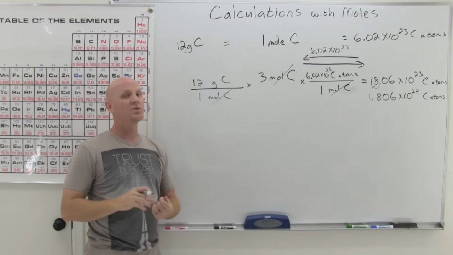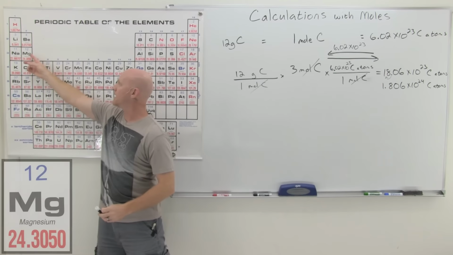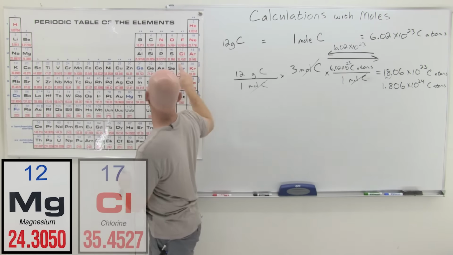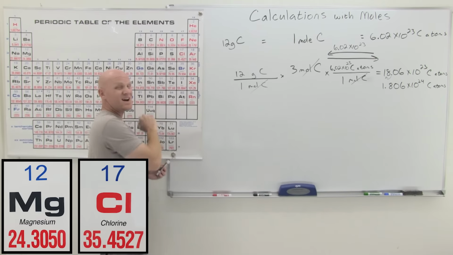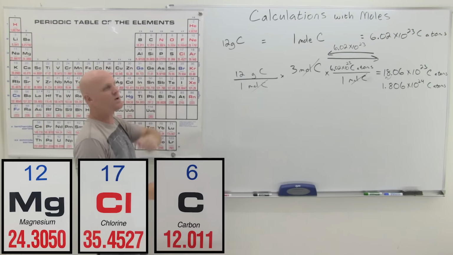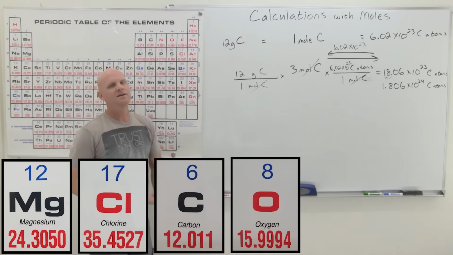As long as it's close to a whole number, feel free to round it. If it's not close, like if you've got magnesium over here, that's 24.3, that's not close to a whole number, don't round it. If you've got chlorine over here, that's like 35.45, that's not close to a whole number, don't round that one. But like carbon at 12.01, yeah, go ahead and round it. Oxygen's at 15.99994, that's like 16, feel free to round it.